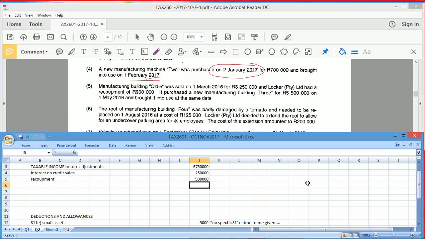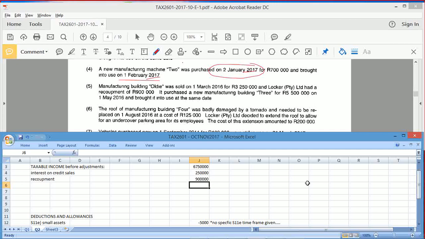Yes, sir. Okay, they told you that the manufacturing building was sold on the 1st of March 2016. 1st of March 2016 was when? Last year, right? Yes, sir. It actually was in the previous financial year, because our current year end is 31st of March. So it would have been April to March, not March to March. Right, so 3.25 million would have been claimed for previously, and that obviously gave rise to recoupment.